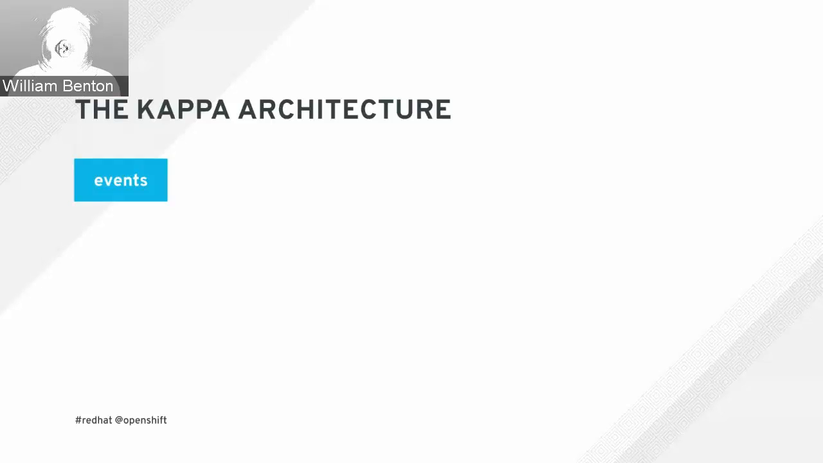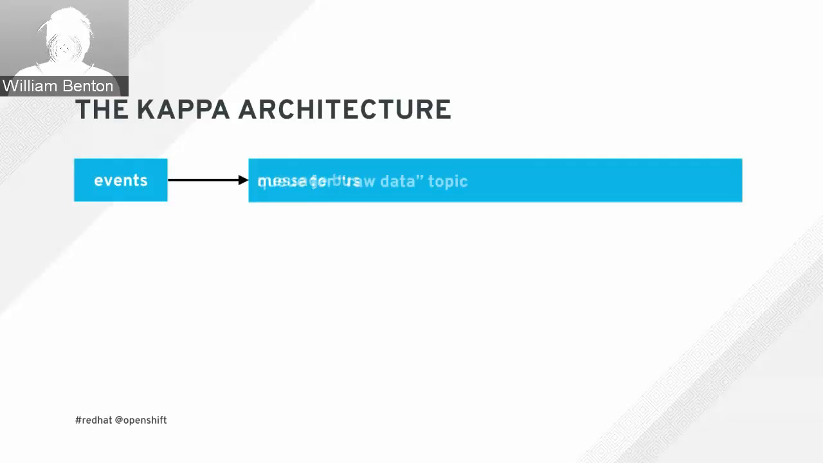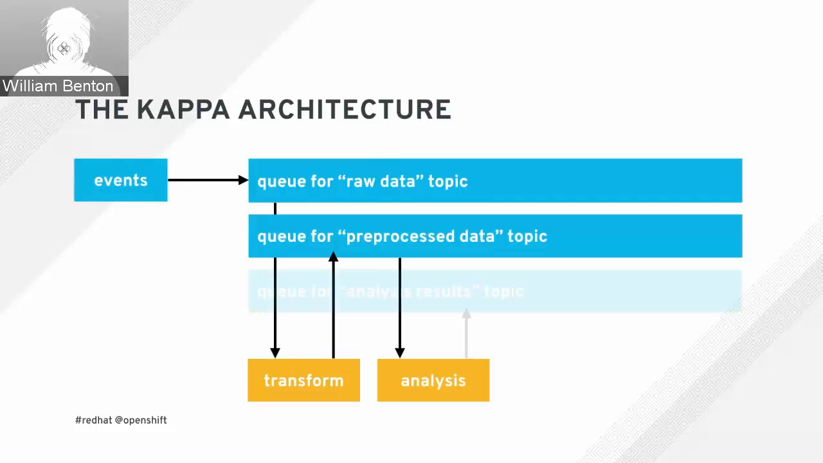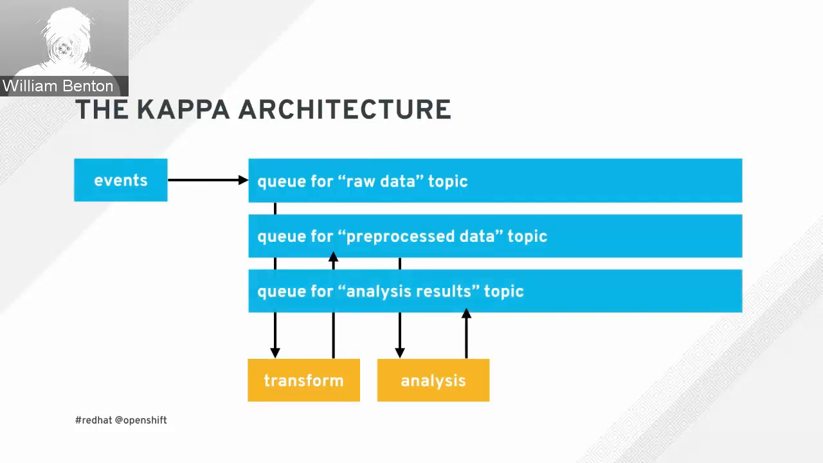The basic idea is that as you receive events, you put them on a message bus, and you give them a particular topic. So the component that would be doing ETL in another architecture is simply listening for messages on the bus with a raw data topic, and then writing a message with a pre-processed data topic as output. Similarly, a job that does analysis reads pre-processed data, writes analysis results, and so on. And then our user interface components are really just clients of this analysis results topic.